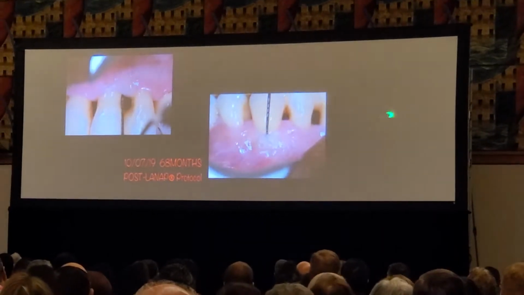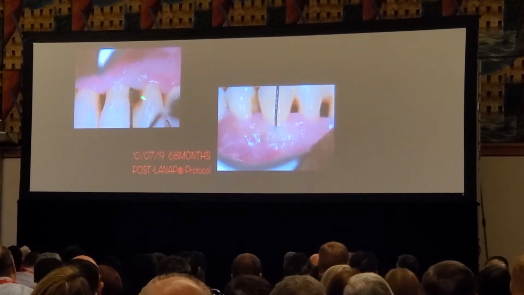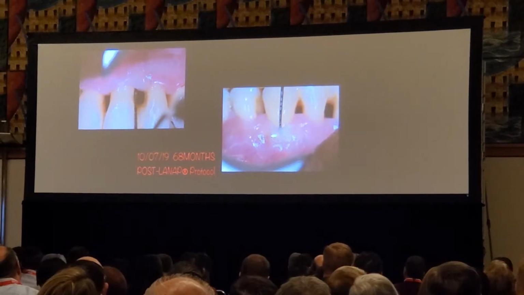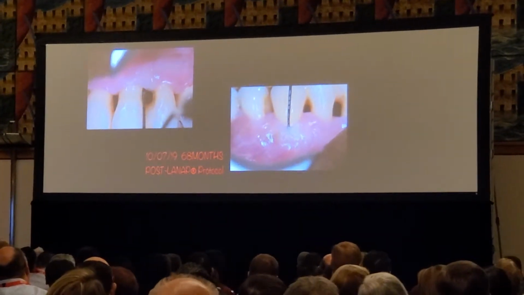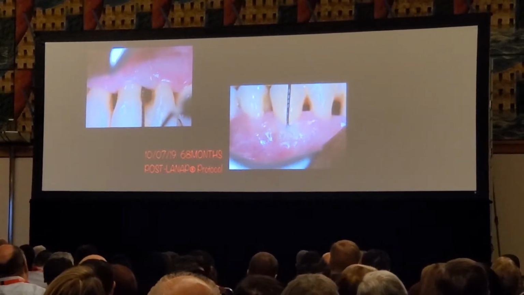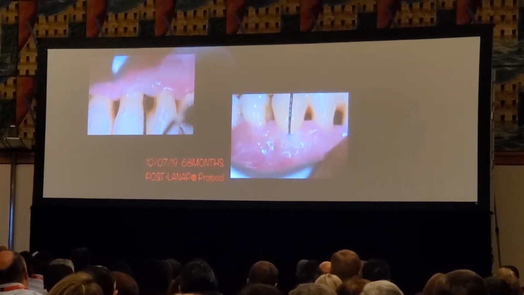Here are the probings. Again, this was originally probably 8 or 9 millimeters, now probably down to 3. And you can see the blanching of the tissues, and this is 2 or 3 millimeters as well. So beautiful health, perfect stability, and he gets to keep his teeth. And that's what we periodontists need to continue to strive and focus on.